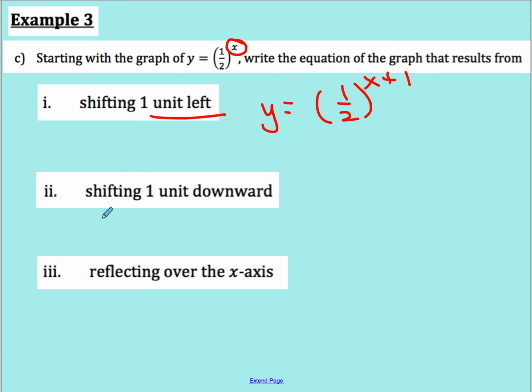Okay. The next one, we're going 1 unit downward. Okay, so that's your y value, so it's got to be on the outside, not in the exponent with the x. So this would be y equals 1/2 to the x, and then to go down 1 unit, you'd subtract 1.